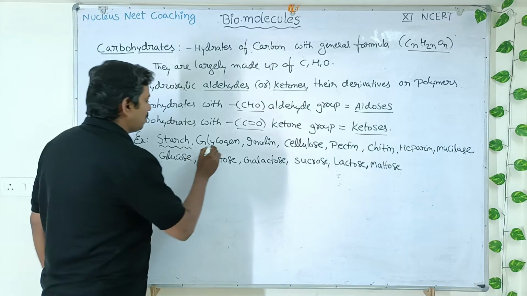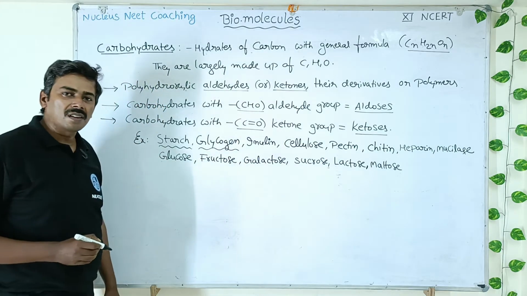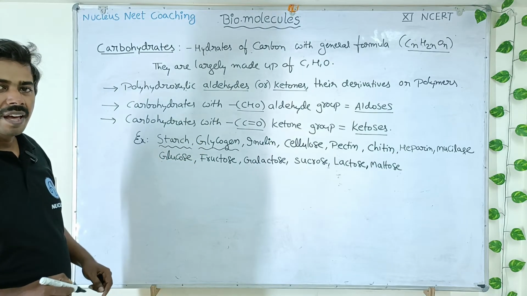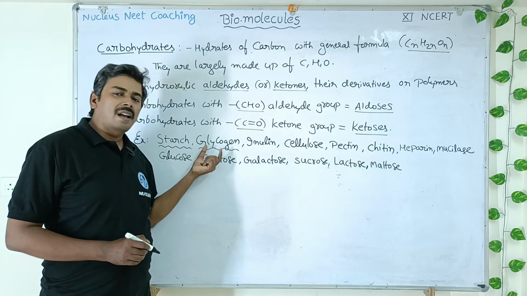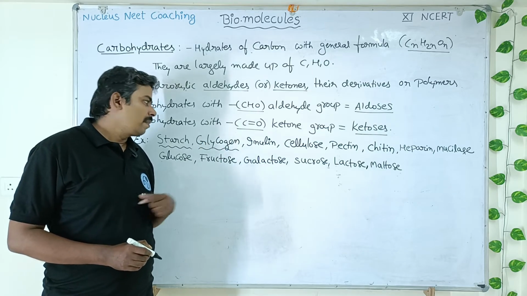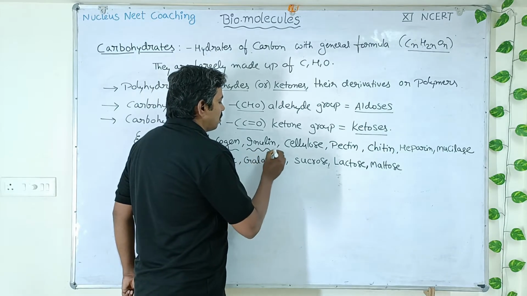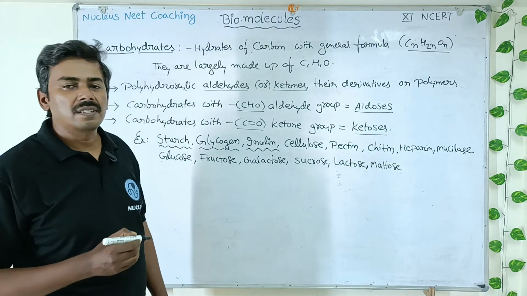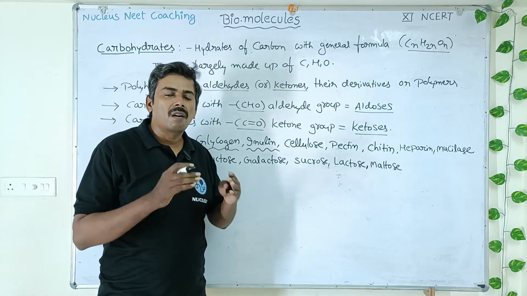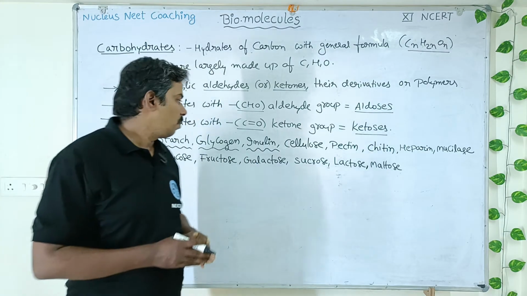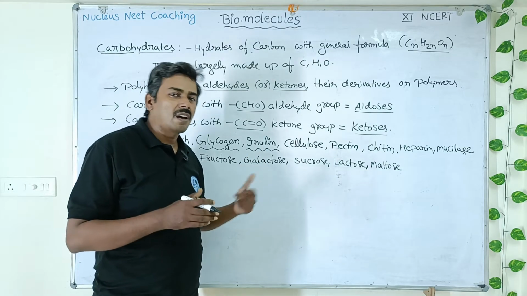Okay, next is glycogen. Glycogen is also called animal starch. It is a reserve food material in animals. It is stored in organs such as muscles and liver in animals. Next is inulin. Inulin is also a storage reserve food material which is seen in some plants such as garlic, onion, and artichoke plants. Human beings cannot digest inulin, this carbohydrate.